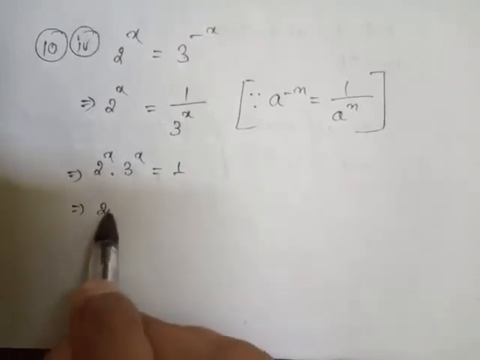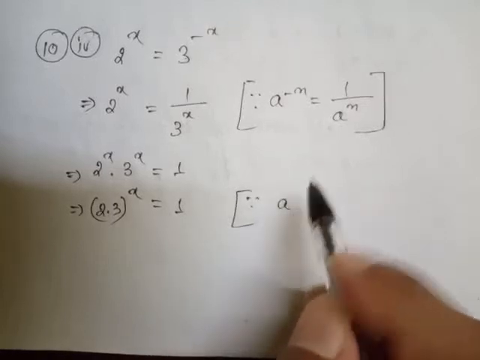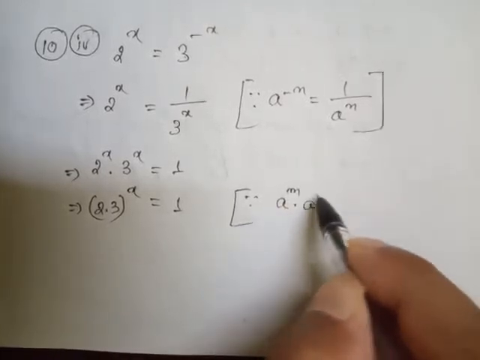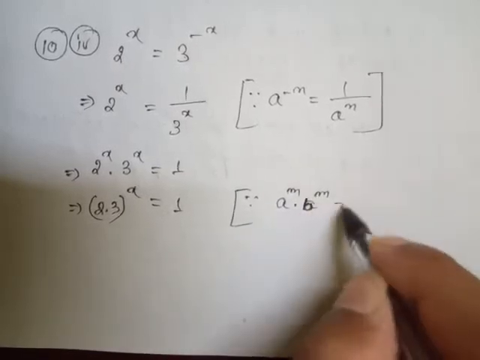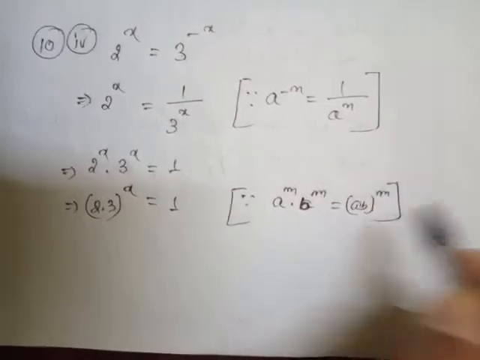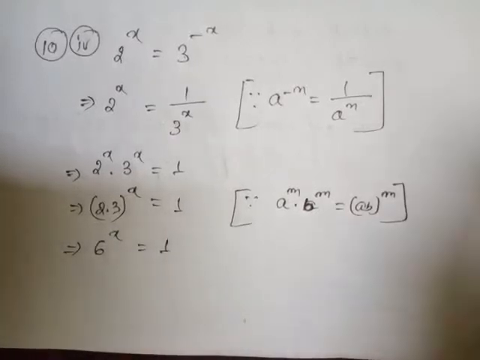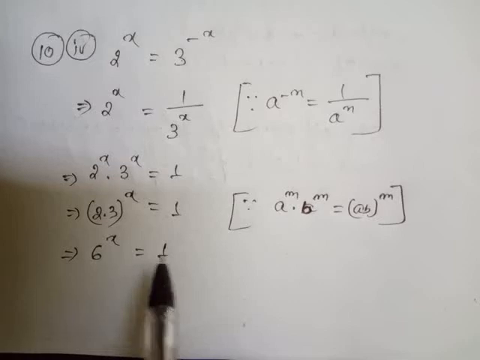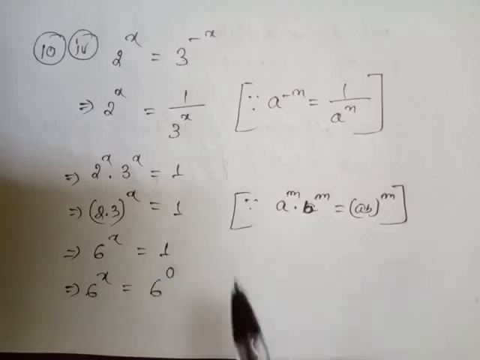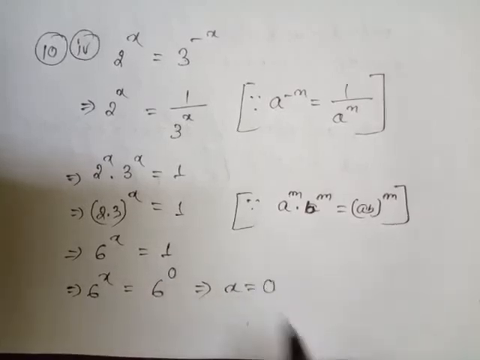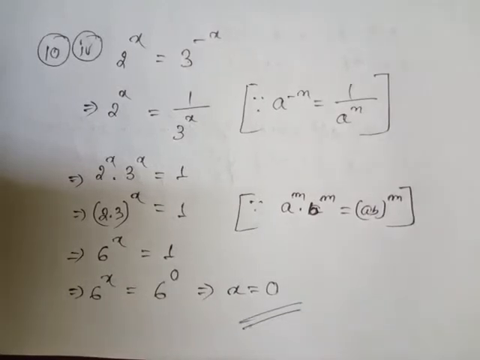So it can be written 2 into 3 whole to the power x equal to 1, by using the formula that a to the power m into b to the power m can be written ab whole to the power m. This formula I have used here. So here students, 6 to the power x equal to 1. So obviously we can say that 1 can be written like 6 to the power 0, anything to the power 0 is 1. So in the last line we can say that x equal to 0. Base same, powers are equal. This is the answer of 10 Roman 4.